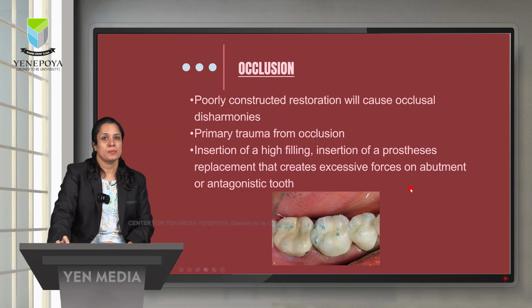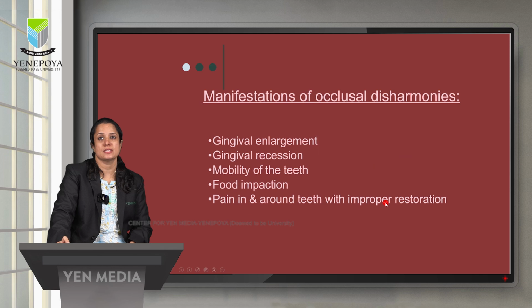The next problem which we commonly come across is occlusal discrepancies. Poorly constructed restoration will cause occlusal disharmonies, which lead to primary trauma from occlusion. These include the insertion of high fillings, and insertion or replacement of prosthesis that creates excessive forces on the abutment and the antagonistic teeth. The manifestations of occlusal disharmonies include gingival enlargement, gingival recession, mobility of the teeth, food impaction, and pain in and around the teeth with improper restoration. And these occlusal discrepancies can to some extent be corrected using articulating papers.